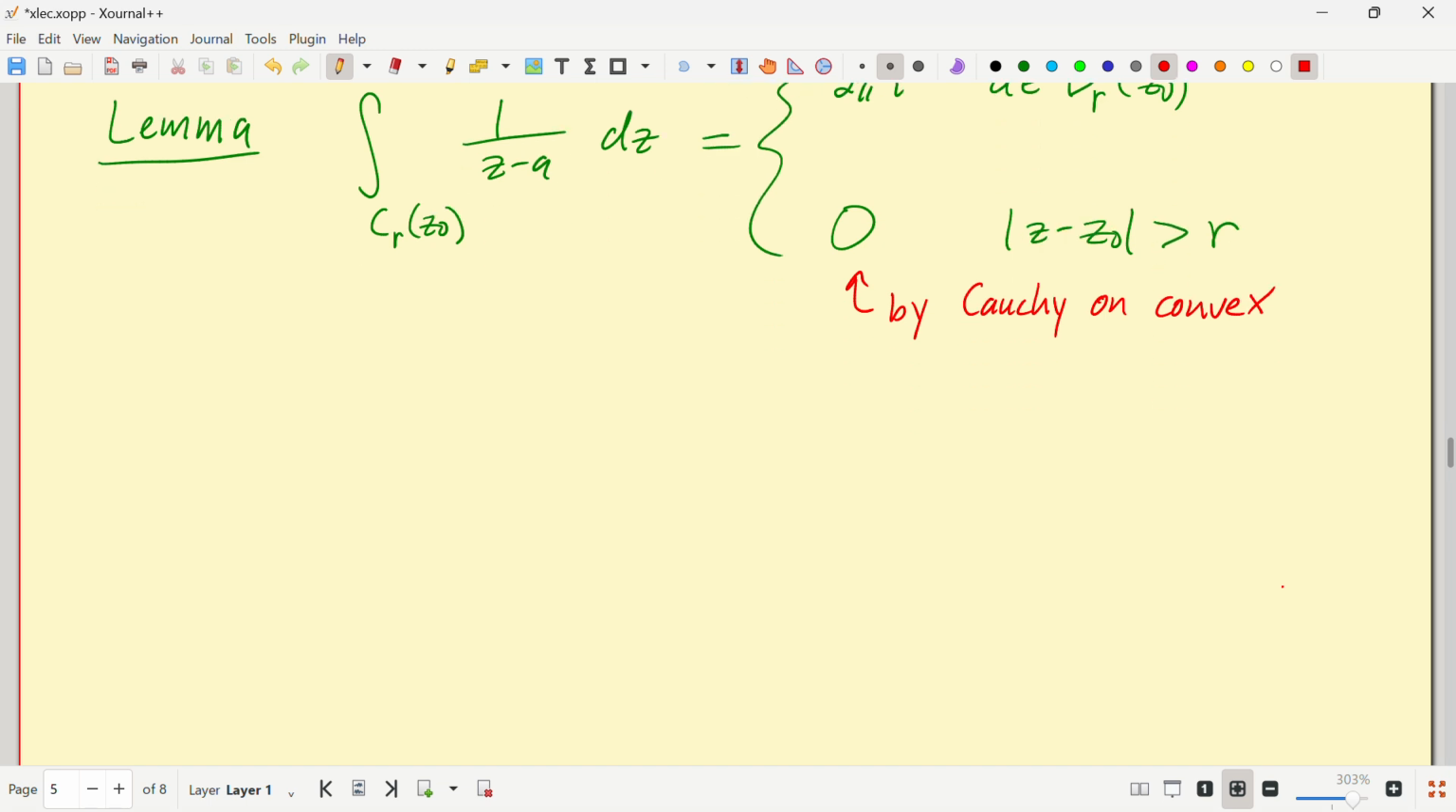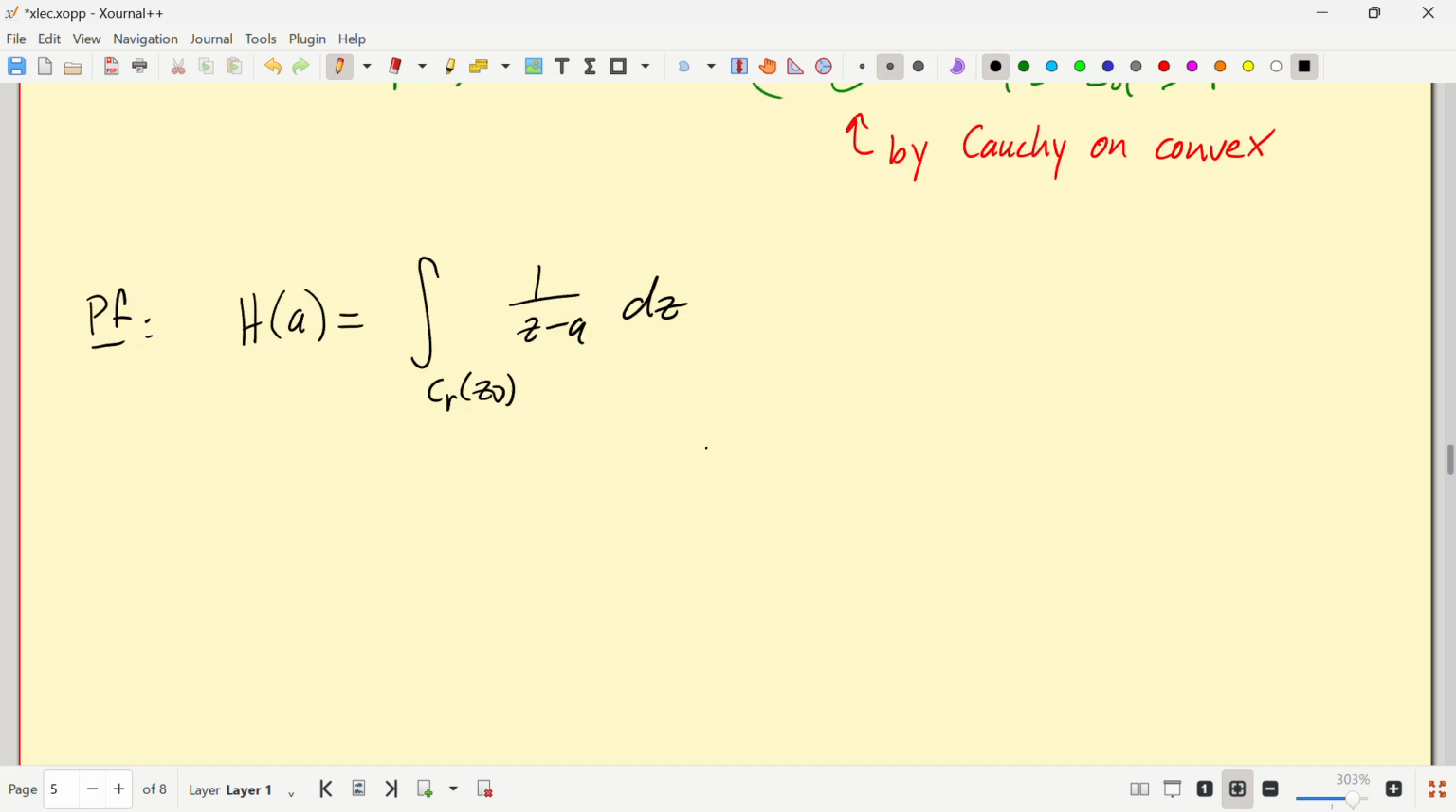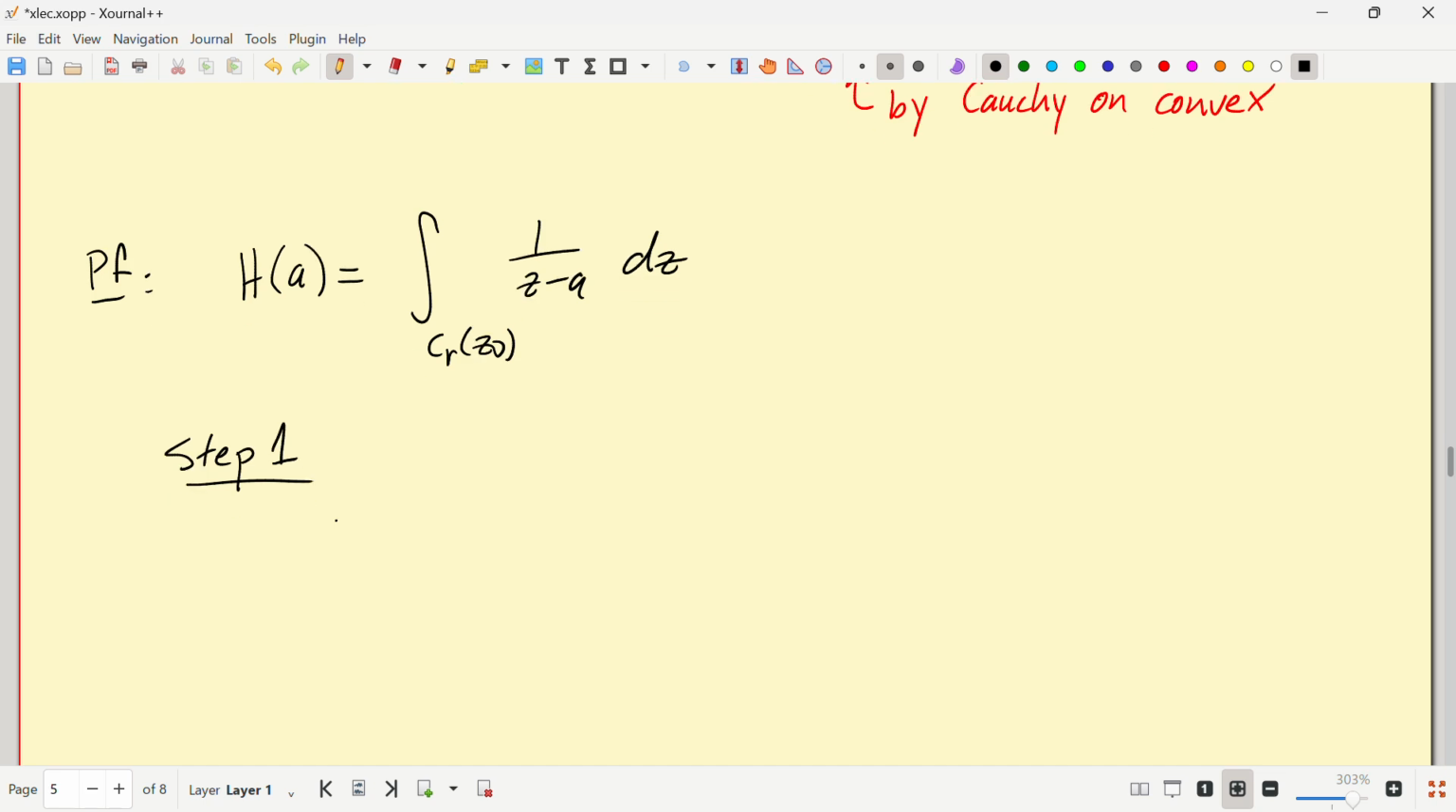So let's do step 1, the proof of this little lemma. Let's write h of a as that integral. Step 1 is to calculate it at the center. Your question about the square is going to be interesting in a second. Step 1, let's calculate h of z naught.